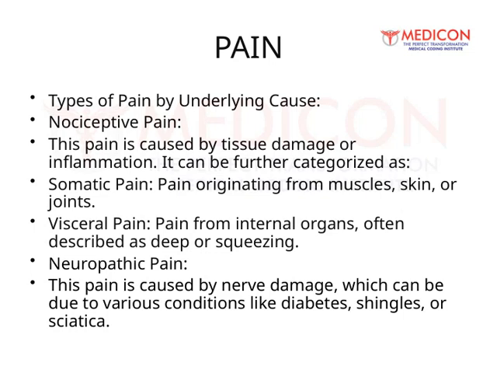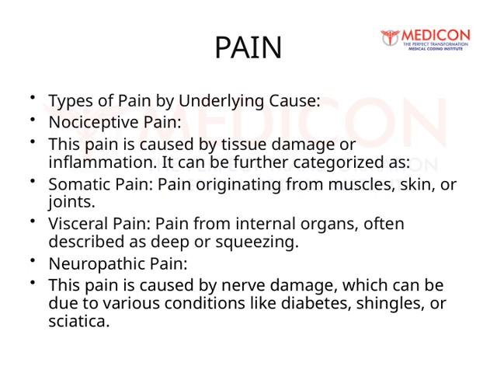Let's talk about the different types of pain based on their underlying causes. First, we have nociceptive pain, which is caused by actual tissue damage or inflammation. This type of pain can be broken down further into somatic and visceral pain.